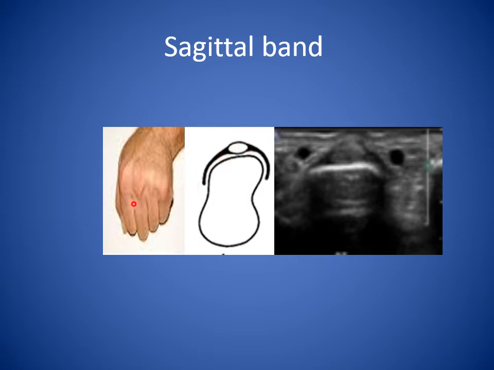So examination is done while closing the fist in this position and while opening our hands in the normal state. This dynamic maneuver will help us see whether there is subluxation of the tendon to one side or another. Usually we see the subluxation while the patient is closing his fist, like in this picture. This is the normal appearance of the tendon by ultrasound, and these are the two sagittal bands.